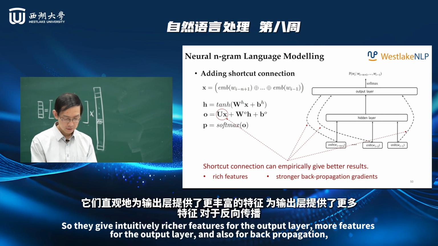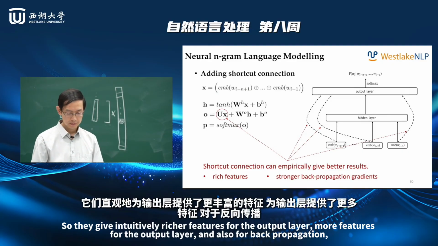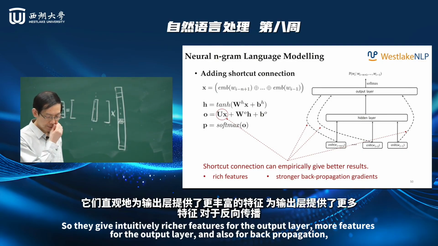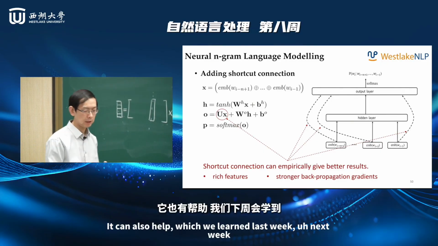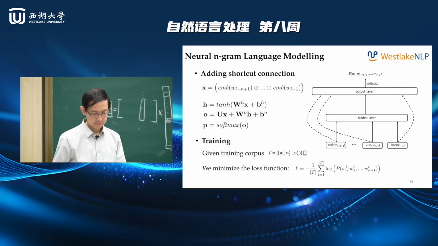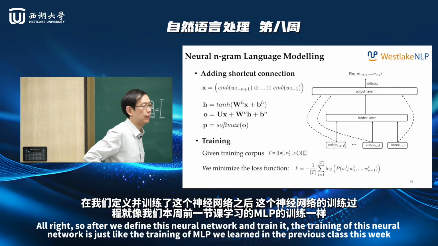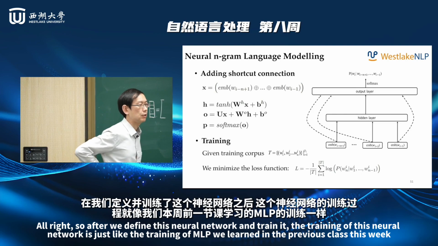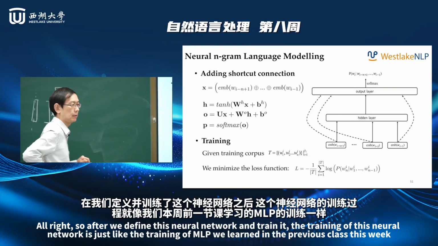Intuitively, they give richer features, more features for the output layer. And also for backpropagation, it can help, which we will learn next week. All right, so after we define this neural network, we can train it. The training of this neural network is just like the training of the MLP we learned in the previous class this week.